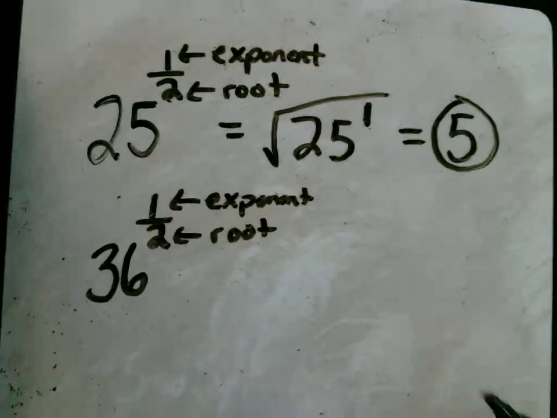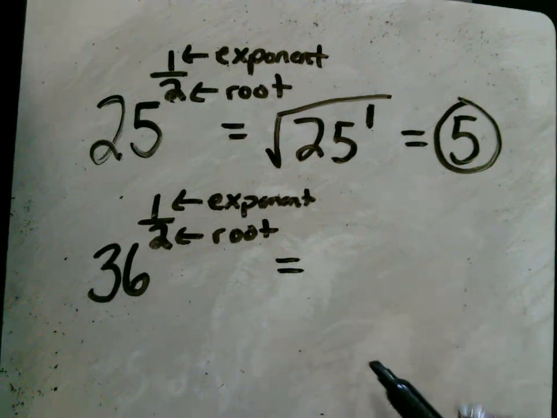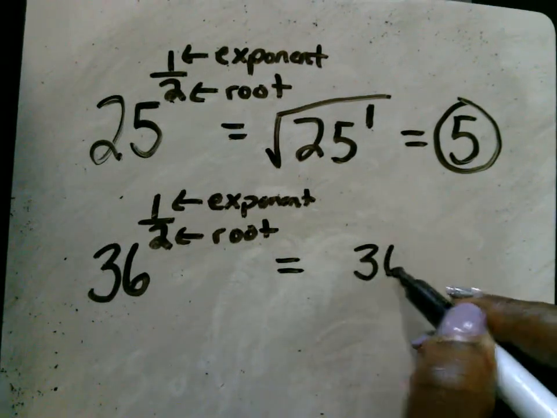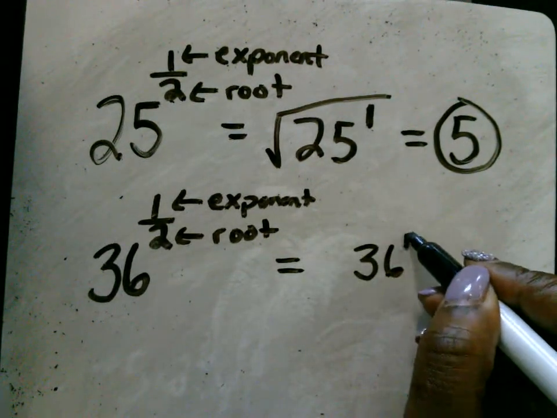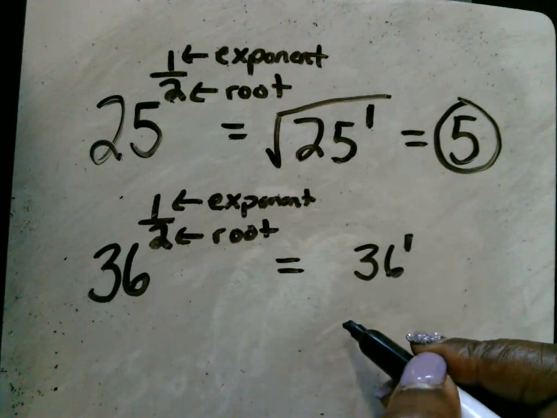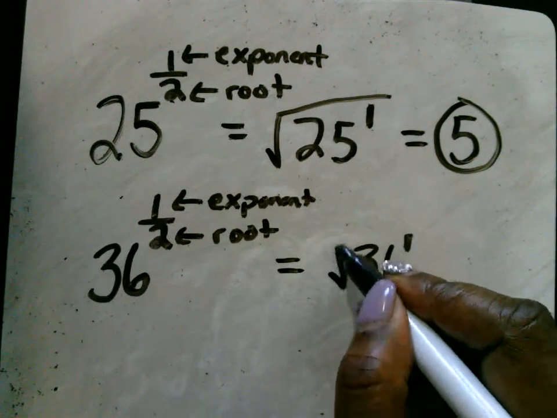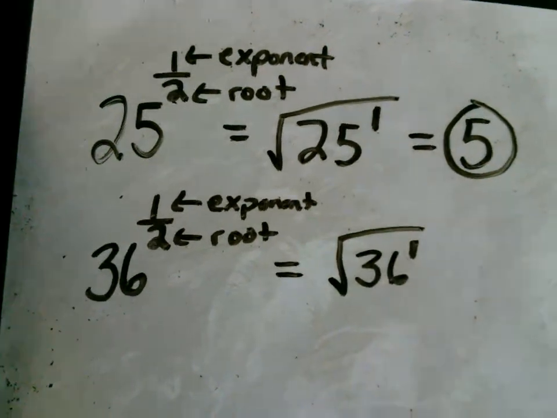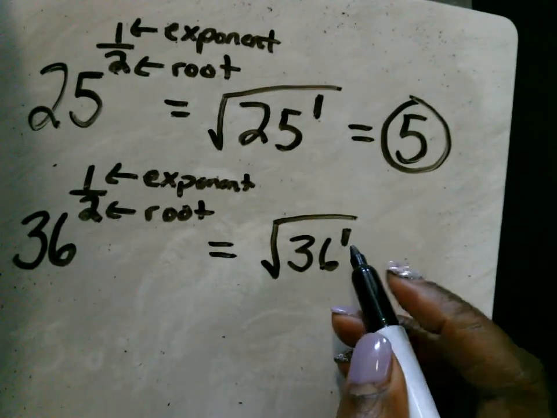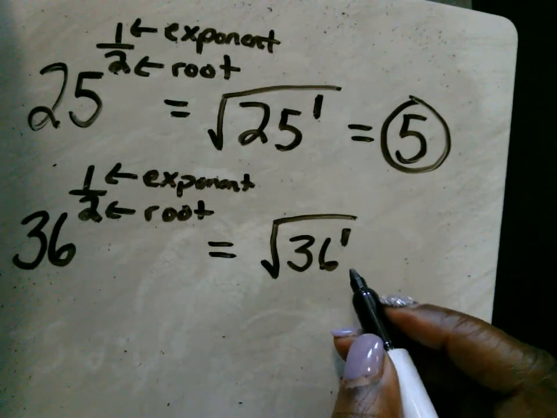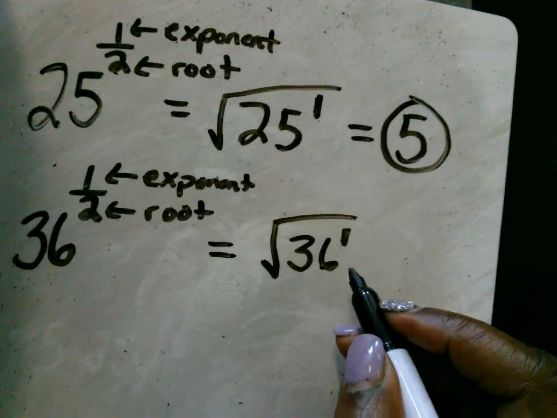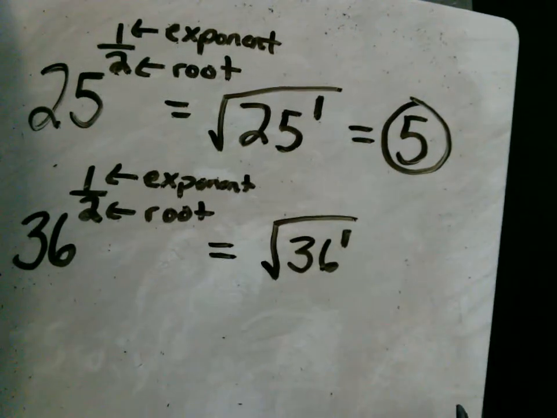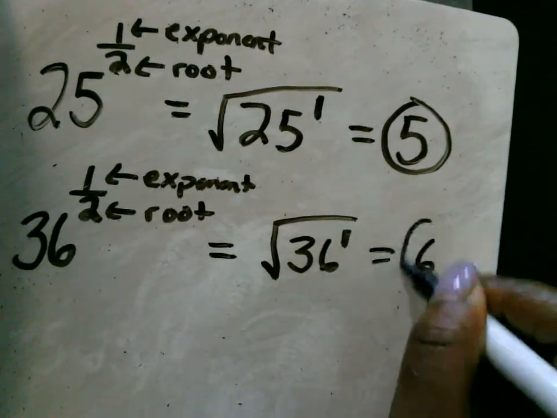Okay? So here what we have. 36, what's the exponent? 36 to the 1st power. And then what root? 2nd root, or square root. What is 36 to the 1st power? 6. No, 36 to the 1st power is just 36. What's the square root of 36? Your answer here is 6.